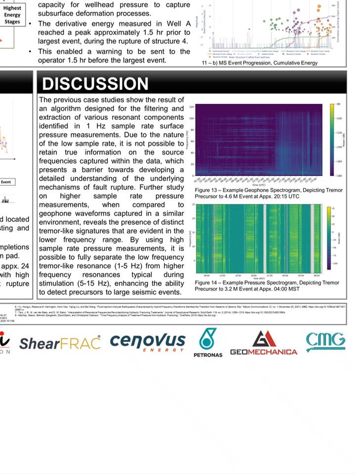Based on that, further study on higher sample rate pressure measurements when compared to geophone waveforms captured in a similar environment reveal the presence of distinct tremor-like signatures that are evident in the lower frequency range. By using high sample rate pressure measurements, it's possible to fully separate the lower frequency tremor-like behavior from the higher frequency resonances that are typical during stimulation, enhancing the ability to detect precursors to large seismic events.